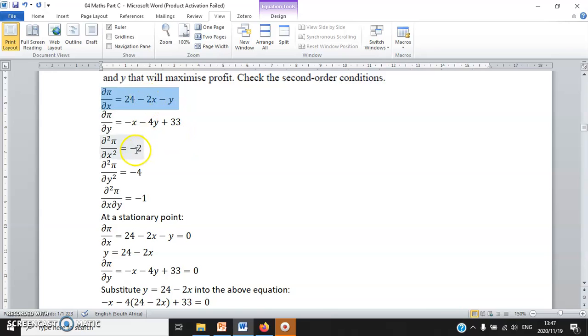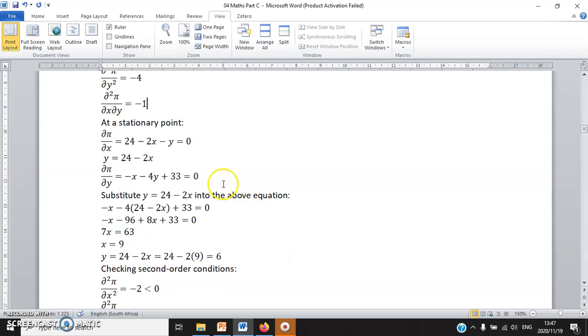This is why I get minus 2. And then this one, it means I differentiate the function with respect to y one more time. This is why I get minus 4. Happy with that? And then for this one, it means I have to go back to this first order derivative and then I differentiate it one more time, but this time with respect to y. This is why I have minus 1.